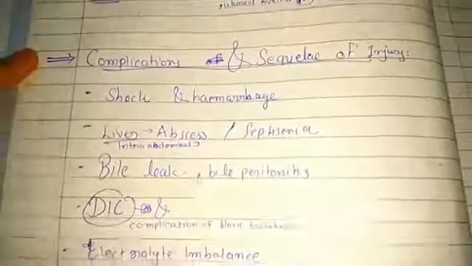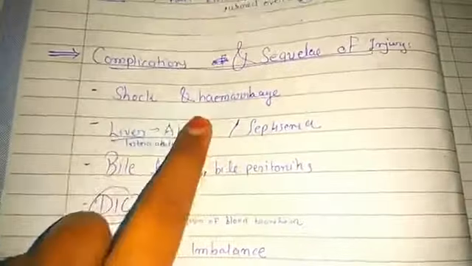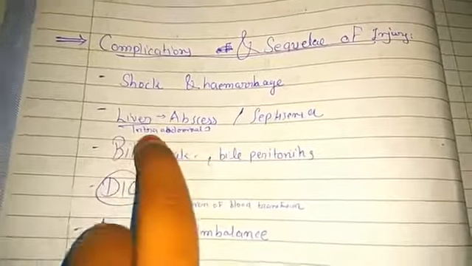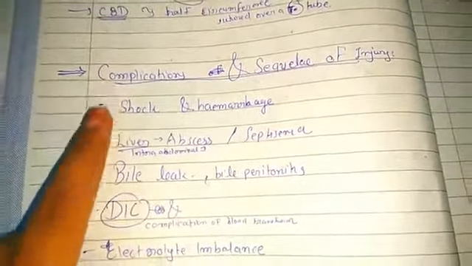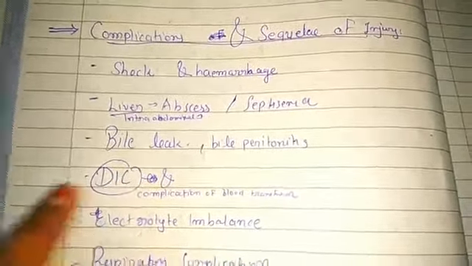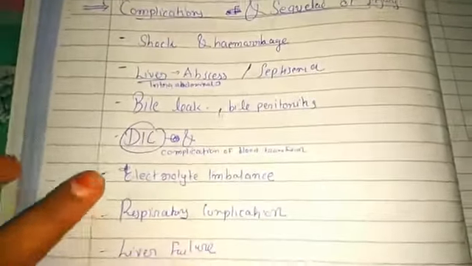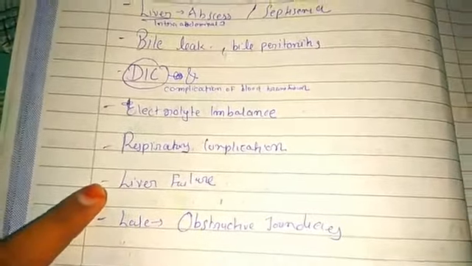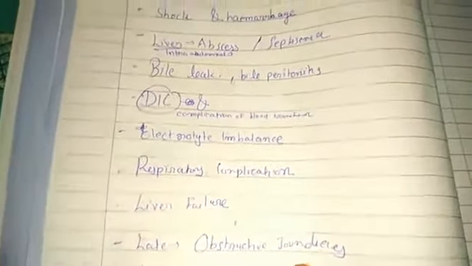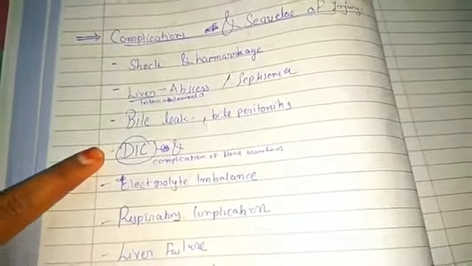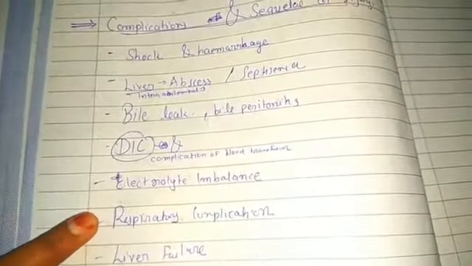The complications are sequelae of injury. The first is shock and hemorrhage, then liver abscess or septicemia, intra-abdominal subphrenic abscess, bile leak, bile peritonitis, disseminated intravascular coagulation, and complications of blood transfusion, then electrolyte imbalance, respiratory complications, liver failure and late obstructive jaundice.